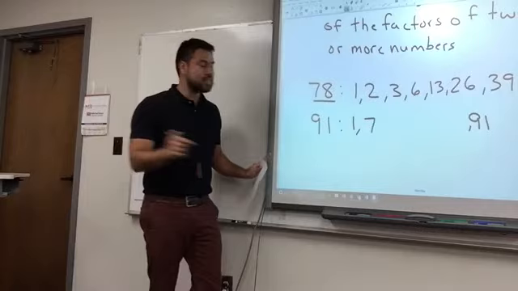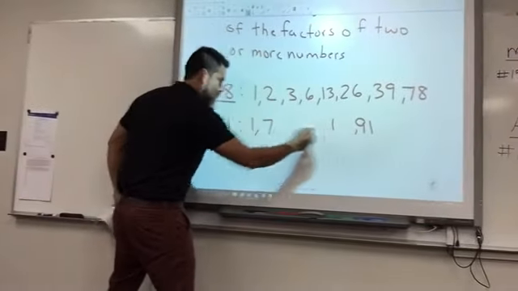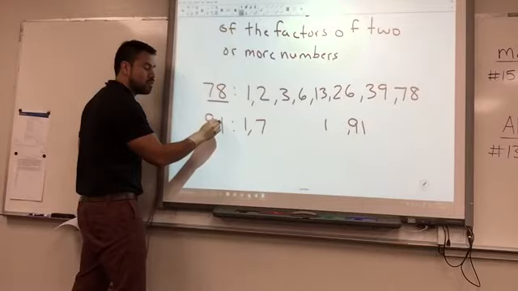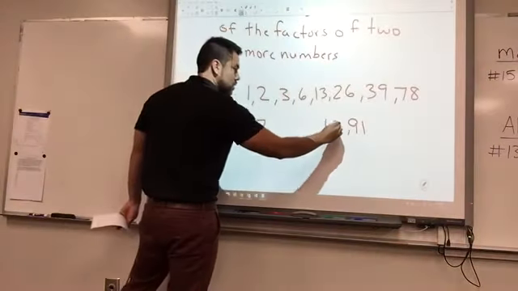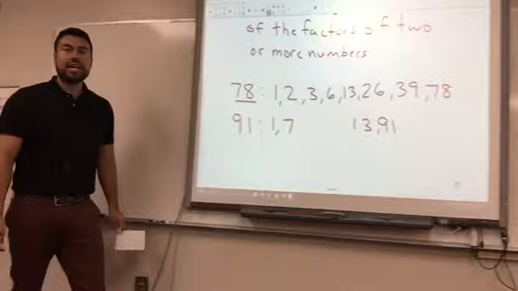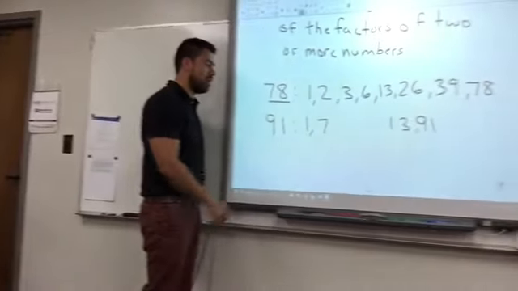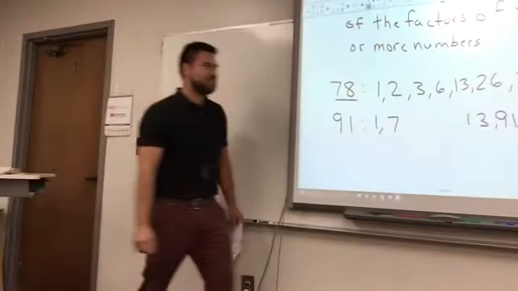Watch. 7 goes into 9 one time, right? With the remainder of 2, 7 goes into 21 3 times. So it goes into it 13 times. That's short division. So if you get better at short division, that's what you can do. Any other numbers? No. Okay, good.